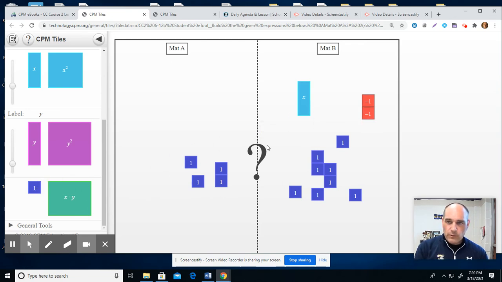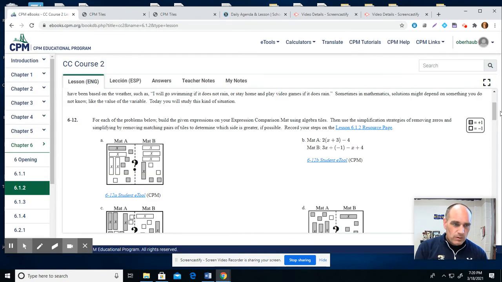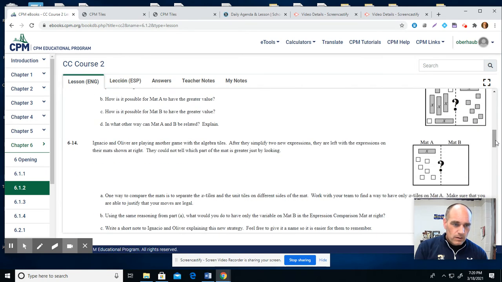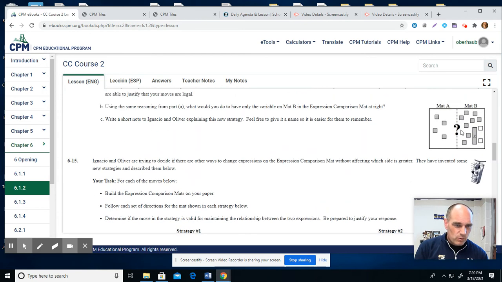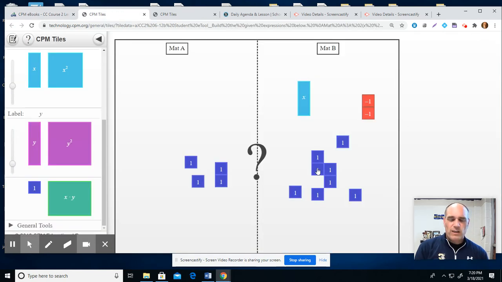All right, so this is now, oh, whoops. I need some more stuff here, don't I? Wait a second. No, sorry. So it's this board right here. All right, so I just reproduced this board over here so I can move some stuff around. So now the question is, I want to have only the variable on mat B. So I want to get this X all by itself. So let's see, what could I do?